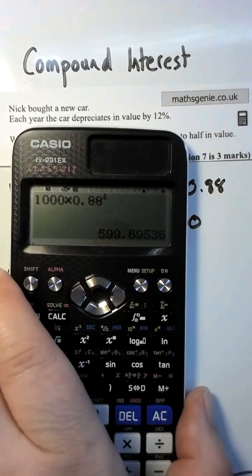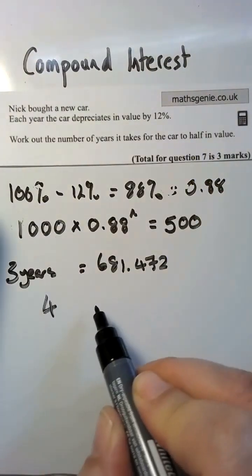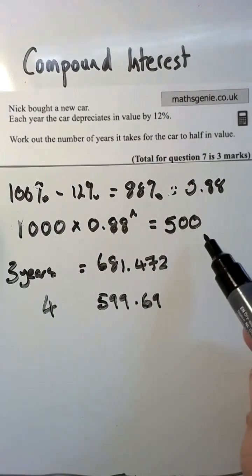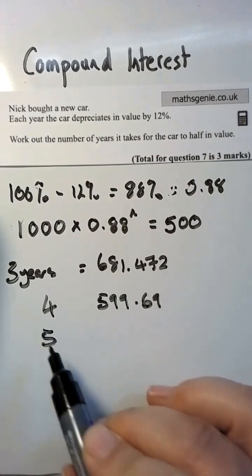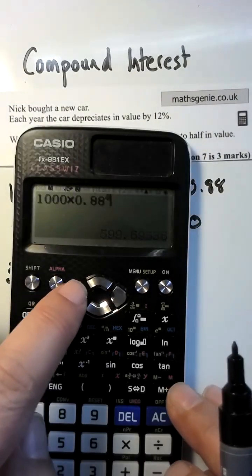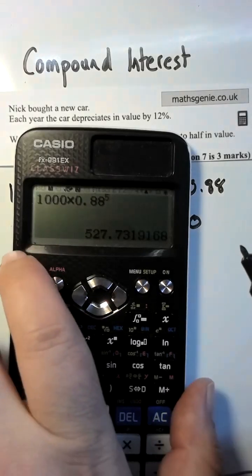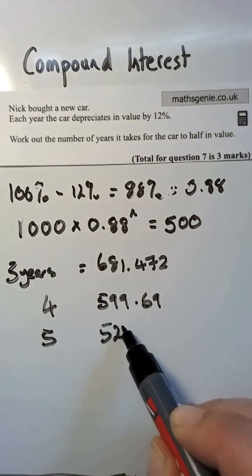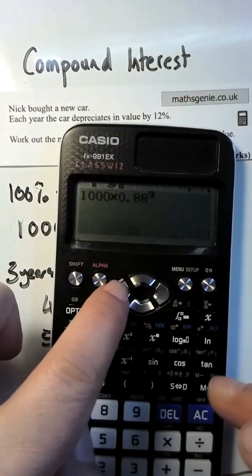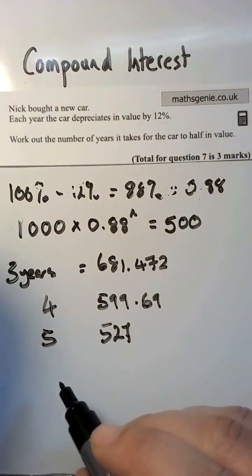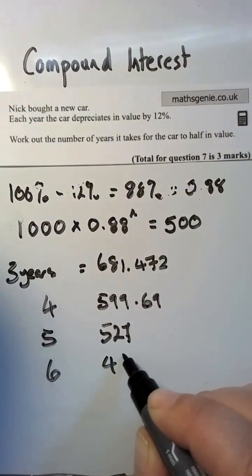I'm getting closer. I've got 599. But I need it to have halved in value. So I'm going to try 5 next because it seems like I'm getting quite close. I'm still not there, 527. Let's try again. 464. So I'm now at 6 years and it's 464.